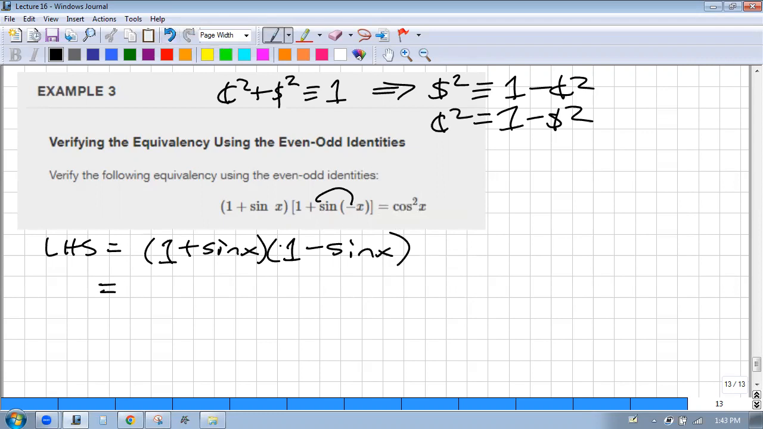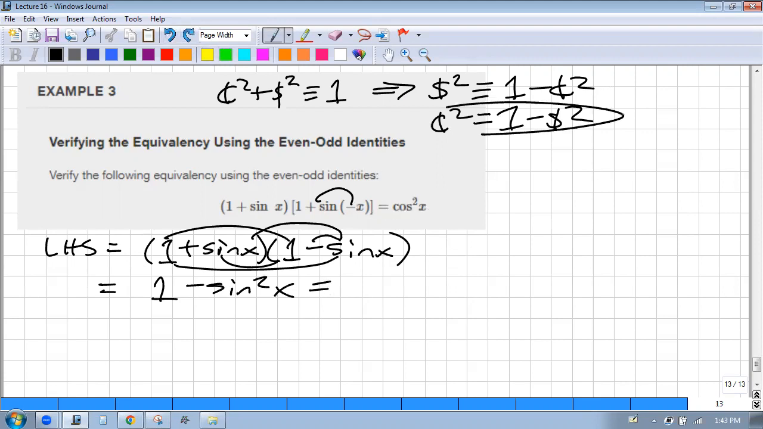Now I can just multiply this out. 1 times 1 is 1. Positive sine x minus sine x, those cancel. And then I have a negative sine squared. But I need cosine. Well, that's fine because 1 minus sine squared is cosine squared. And that's the other side of the equation, okay? So the first motivation there was get rid of that because there are no negative x's over here. And then the rest of it just follows. You will use these constantly, those two right there.